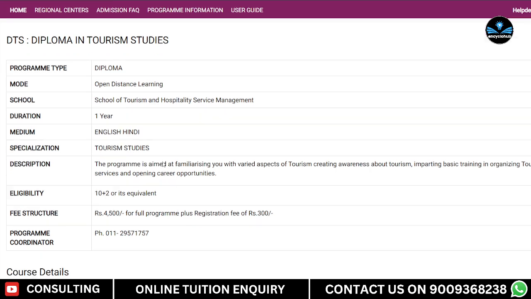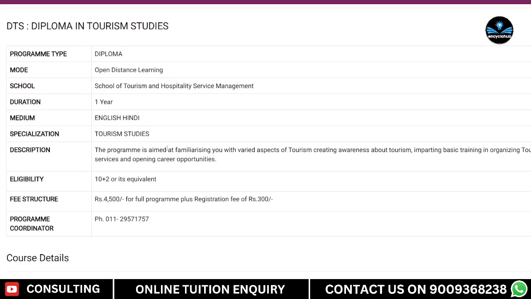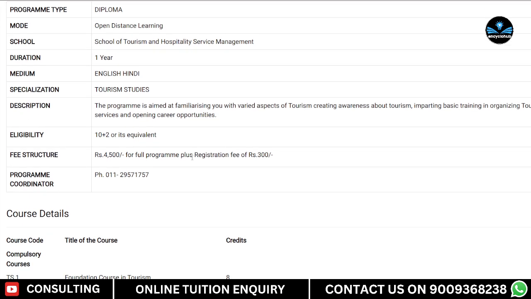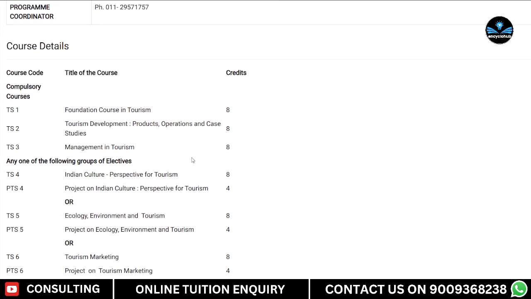Specialization in tourism studies, and this program is aimed at familiarizing you with the varied aspects of tourism, creating awareness about tourism, imparting basic training, organizing tourism services, and opening career opportunities. Eligibility is 12th plus and equivalent. Fee structure is only 4,500 rupees and full program registration fee is 300 rupees. Program coordinator number is also given here.